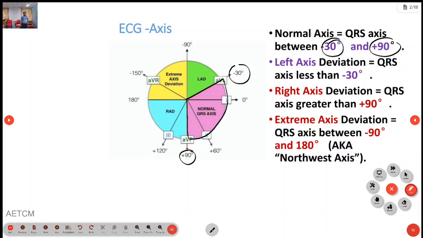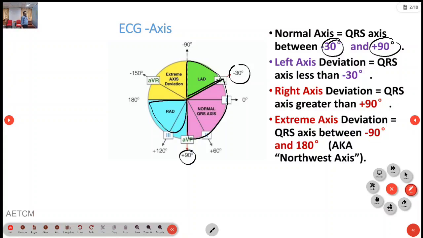Left axis deviation is less than -30. This green one is left axis deviation. We will see all these things in detail afterwards. Right axis deviation of the QRS axis is more than +90. This is RAD, right axis deviation.